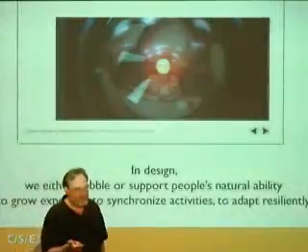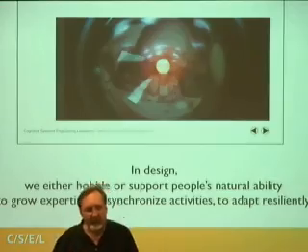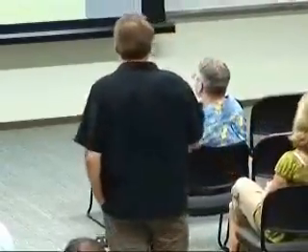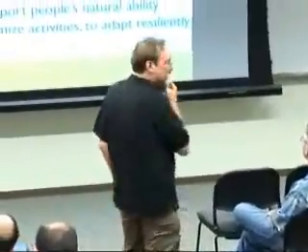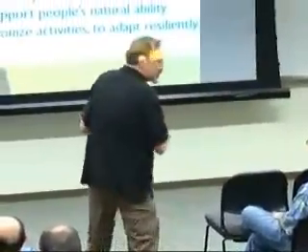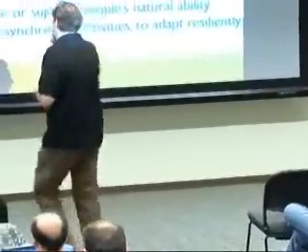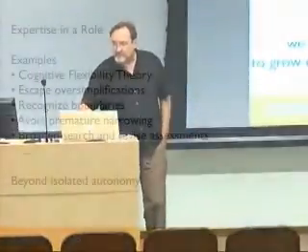So what I end up with, playing with our Hal Usher image here, is this mantra. In design, we either hobble or support people's natural ability to grow expertise, synchronize activity, or adapt resiliently. Right? We stimulate their adaptive capability, or we undermine their adaptive capability. There is no neutral. That's an odd thing. You're either getting in their way, and they're going to work around you, or you're giving them resources that they can seize upon in adapting relative to their goals and pressures and the systems they exist in. And that's a really different stance.